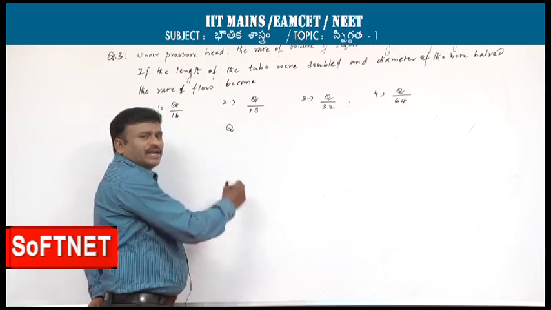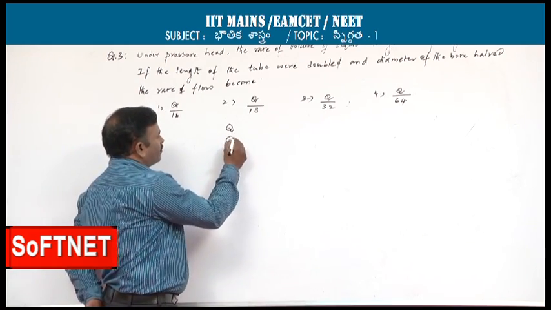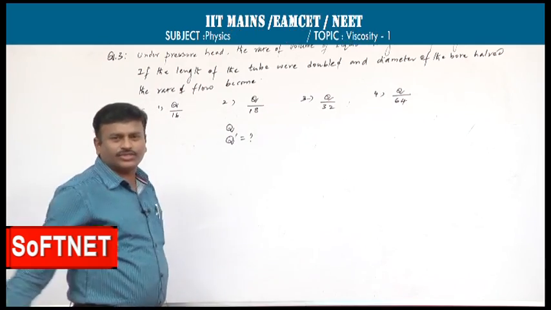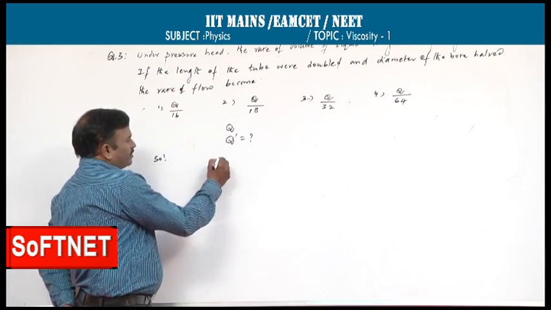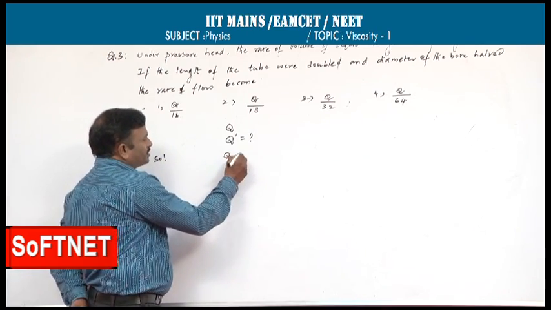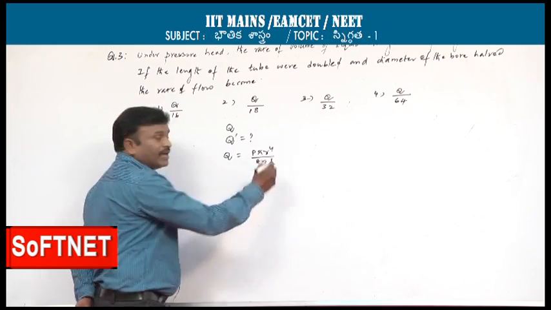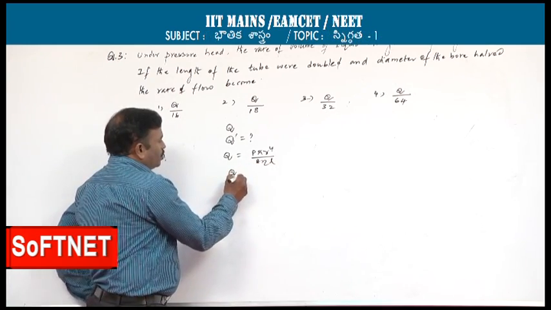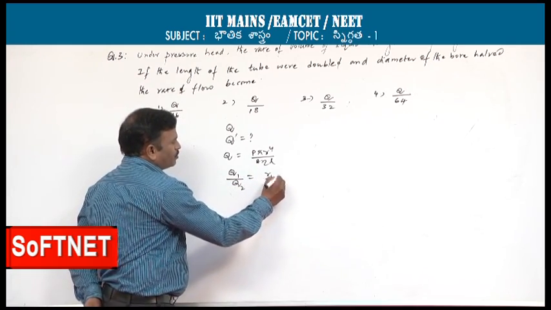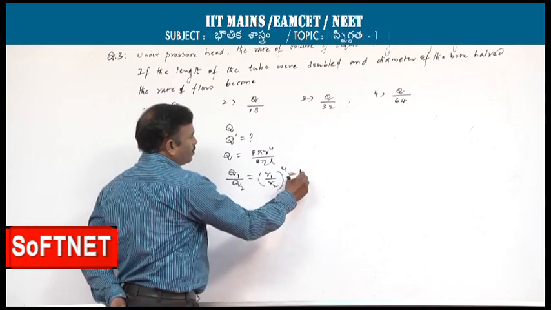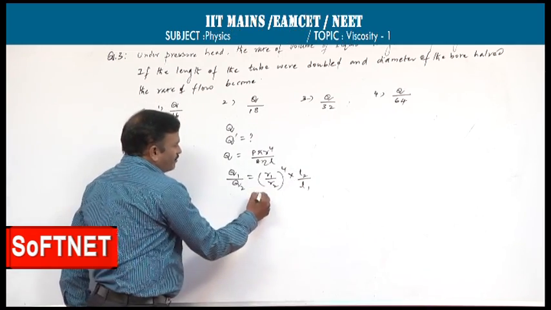So the initial rate of flow, let us take as Q. The final rate of flow Q dash is equal to how much? This is the question. Next we can solve in this way. The volume rate of flow Q is equal to P pi r to the power of 4 by 8 eta L. Next Q1 by Q2 is equal to R1 by R2 whole to the power of 4 into L2 by L1. Fine. So then R1 is R.